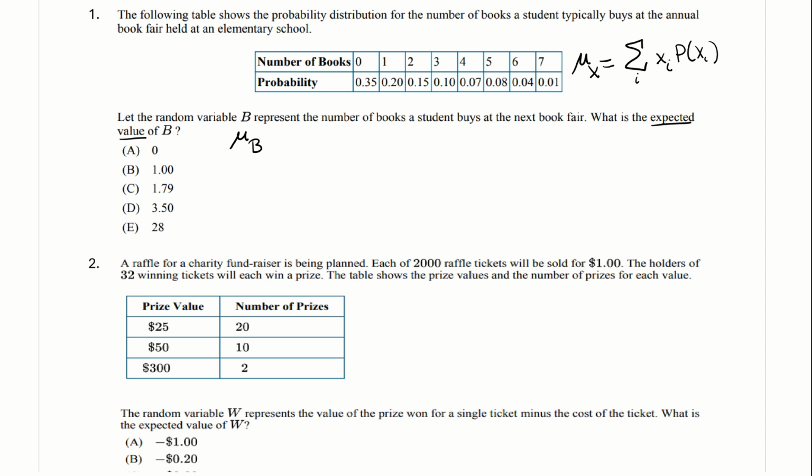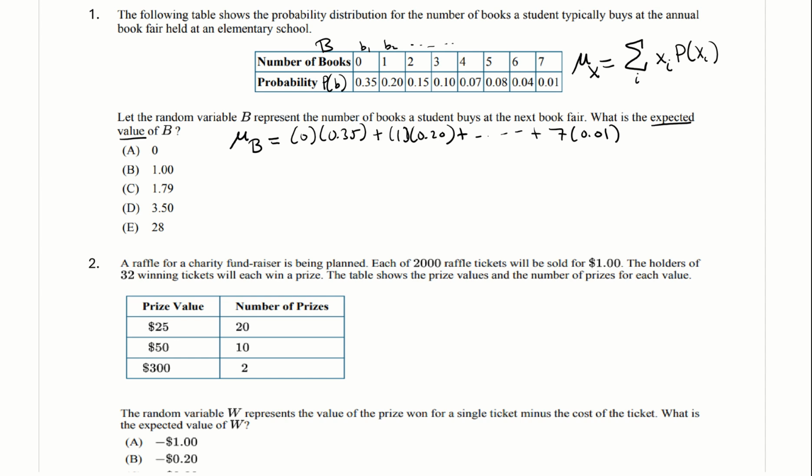So in this case, we're going to do that for B here, right? So this is your random variable here, and then this is your probability of that random variable. And these are your B_i's, right? B1, B2, and these are your probabilities. So we got 0 times 0.35 plus 1 times 0.20 all the way to 7 times 0.01.